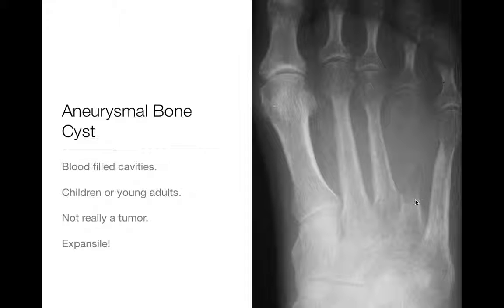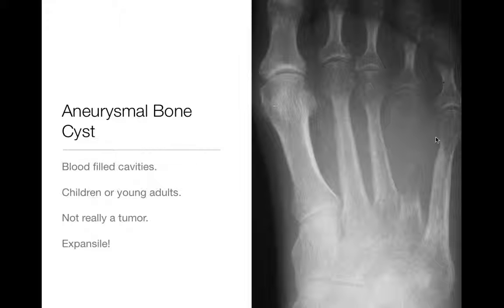You can see one right here, a very geographic lytic lesion, which is quite expansile and aneurysmal. It's thinned out the cortex, so it's almost imperceptible and can look kind of scary because the cortex is all gone, and you wonder if it's a more aggressive lesion. This one has a narrow zone of transition, though, still, and is centered in the metadiaphysis of the fourth metatarsal here. This was just an aneurysmal bone cyst.